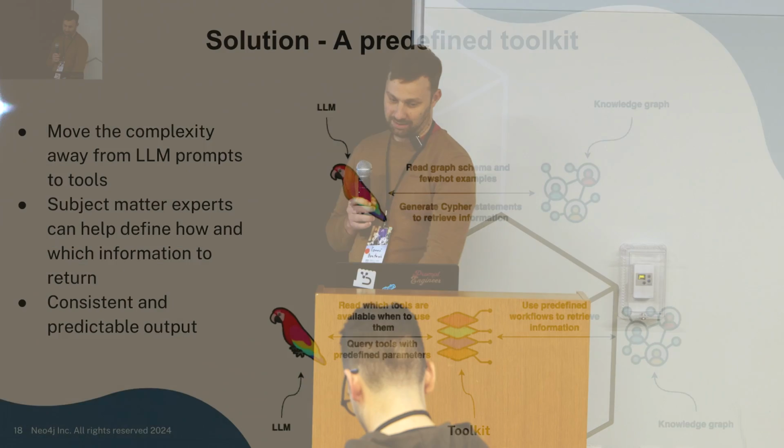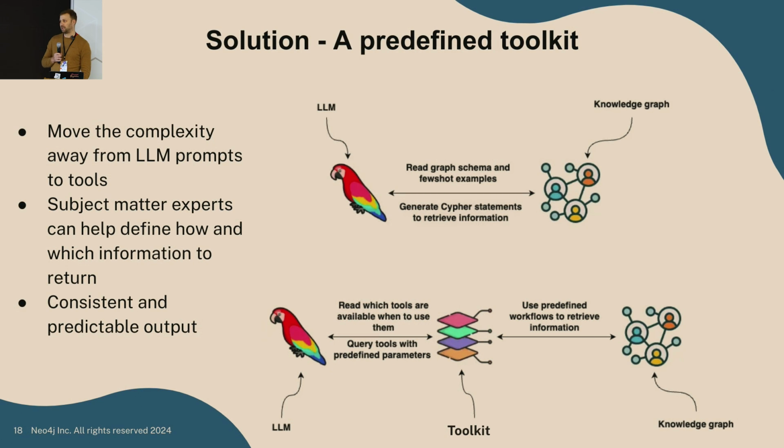So on slide 18, you mentioned a solution, a predefined toolkit. Subject matter experts can help define how and which information to use. Can you explain a little bit exactly how this is done? I assume a subject matter expert is a human. Subject matter expert is very relative, right? It means they are experts within a certain scope sometimes. How is the quality of the outcome that results from this sort of approach?